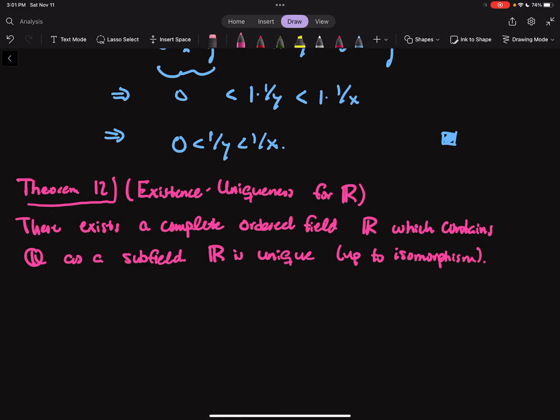Okay, so we've stated this theorem. So basically, it's an existence and uniqueness theorem. In the way we would prove this theorem, there's actually a lot of ways you can prove it. But the way we will do it is we will prove it via Dedekind cuts. And we'll do that in the next video.